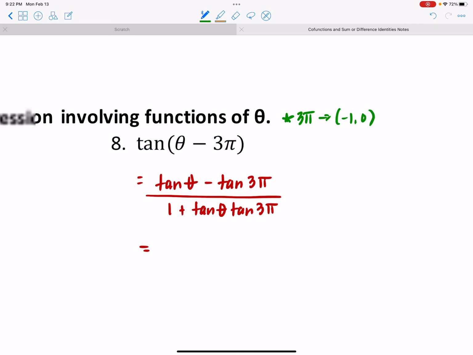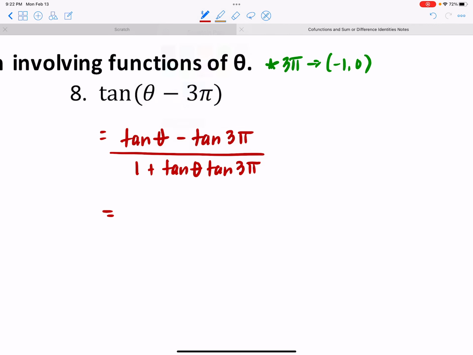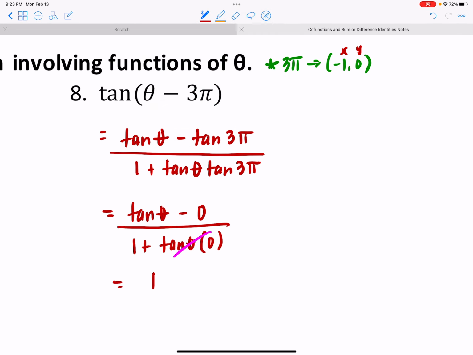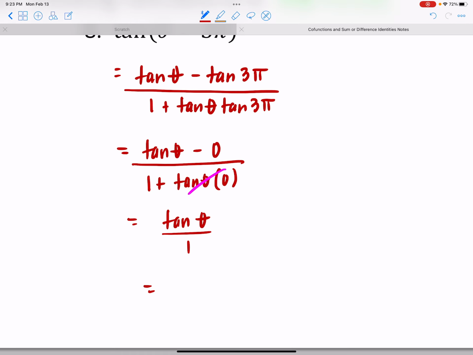Okay, so let me try to simplify here. Tangent of theta is going to stay in there because it's got a variable. We're going to subtract the tangent of 3 pi. So tangent says take the y value, divide by the x value. Well, 0 divided by -1 is just going to be 0. And then on the bottom, I have 1 plus the tangent of theta times, again, tangent of 3 pi is going to be 0. It's going to make this part of our fraction go away. So we're looking at tangent of theta minus 0 is just tangent of theta in the numerator. And then if I just have a 1 in the denominator, then I don't need all that. So this whole thing really just simplifies down to a tangent of theta.